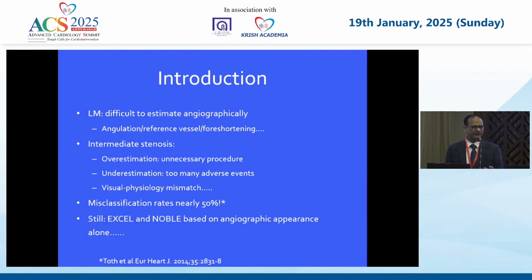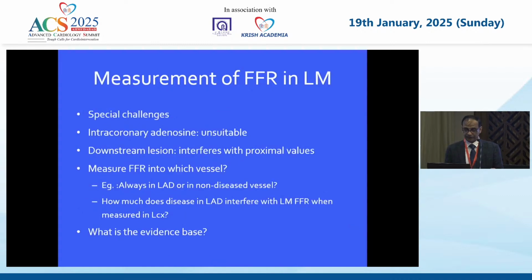But can we bring some common sense and some physiology into this? Remember, EXCEL and NOBLE, the two largest left main trials, just used angiography. They didn't use physiology, actually. Now, this has special challenges, but we do know that intracoronary adenosine is unsuitable. A downstream lesion is going to interfere with our proximal values. And do we measure it into both, or into one?